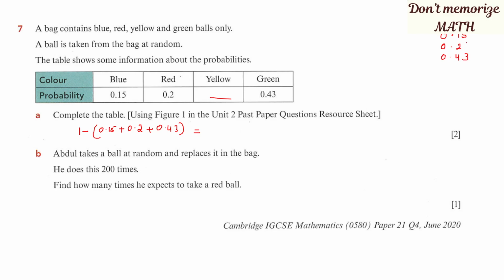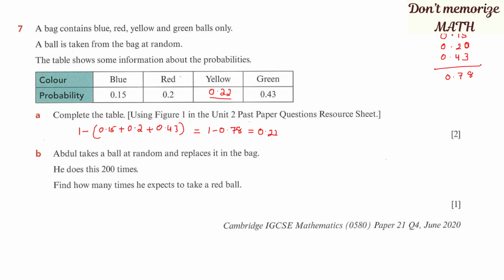Here we don't have digits, so just put it as 0. Then add them. 5 plus 3 is 8, 4 plus 2 is 6, 6 plus 1 is 7. So you will get 0.78. So it is 1 minus 0.78, you will get 0.22. So 100 minus 78, that is 22. Okay, so the probability of yellow is 0.22.